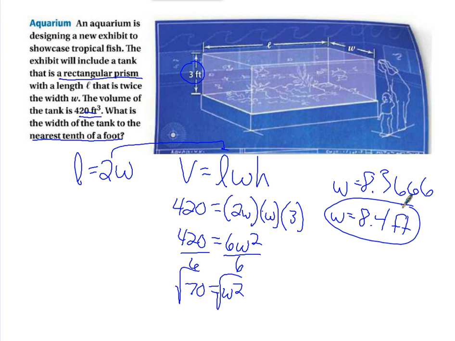And then from there we could figure out the length. It doesn't ask us to, but all we'd have to do to figure out the length is take that 8.4 and plug it in right here. 2 times 8.4 would be 16.8 feet long. So it's a pretty big aquarium.